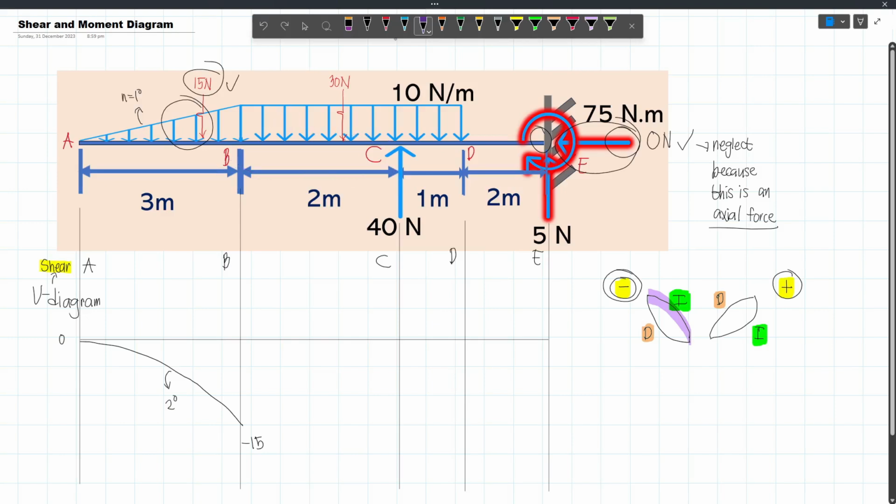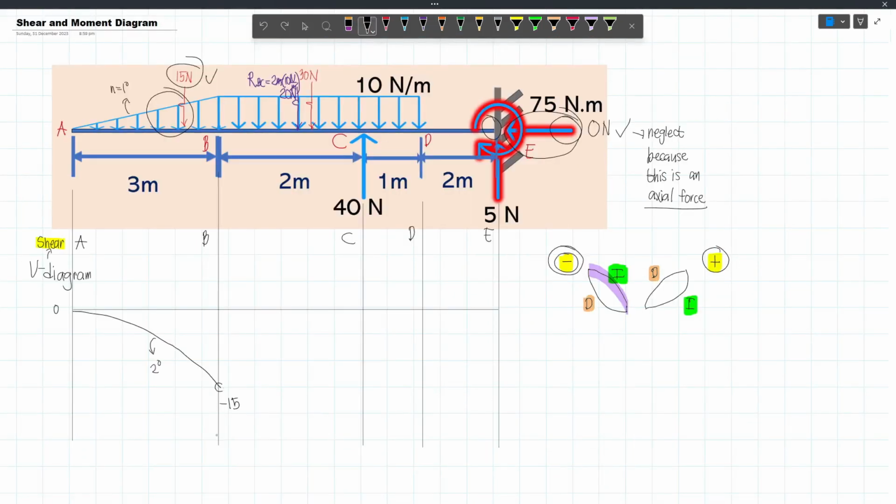Now, the distance from B to C is 2 meters. So, we will get a new resultant here. This is the resultant from B to C. It will be equal to the base, which is 2 meters, times the magnitude of the load, that's 10 Newton per meter. And so the meters cancel, and 2 times 10 will be 20 newtons. So the resultant from B to C will be 20 newtons, and that will be downward.